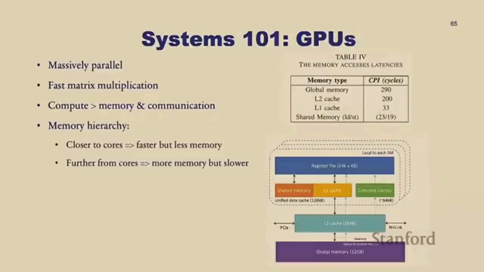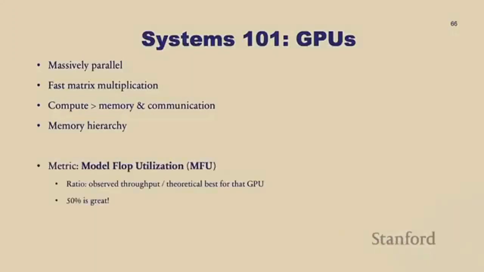Another thing to know about GPUs is that there's a memory hierarchy. This is the same thing with CPUs, but basically the closer you are to your cores, the less memory there is, but the faster things run. If you're further away, there's more memory, but it's slower. Okay, I'm going to skip that. Actually, I'm going to say it.